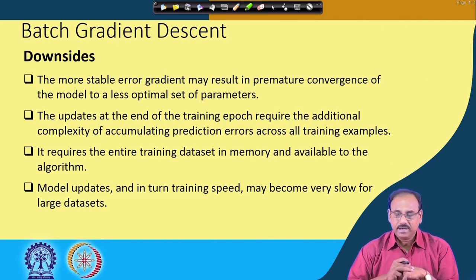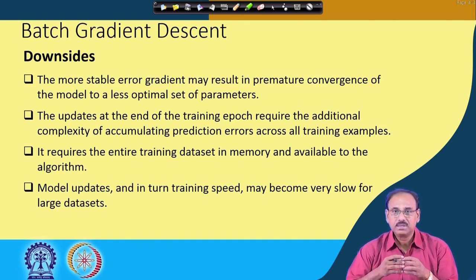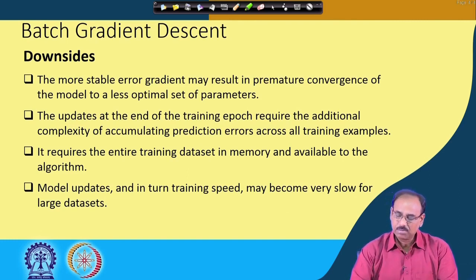It also requires that the entire training data must be available in memory and to the algorithm for processing, which requires a huge amount of memory. In machine learning or deep learning applications, the number of training samples is huge, of the order of maybe lakhs of samples used for training your algorithm. So, this is a problem for batch optimization or batch gradient descent techniques: all the training samples must be available in memory and to your updation algorithm. And of course, as we are working on all the data at a time, the model updates and the training speed may become very slow for very, very large data sets. So, these are the advantages and disadvantages of the batch gradient descent approach.